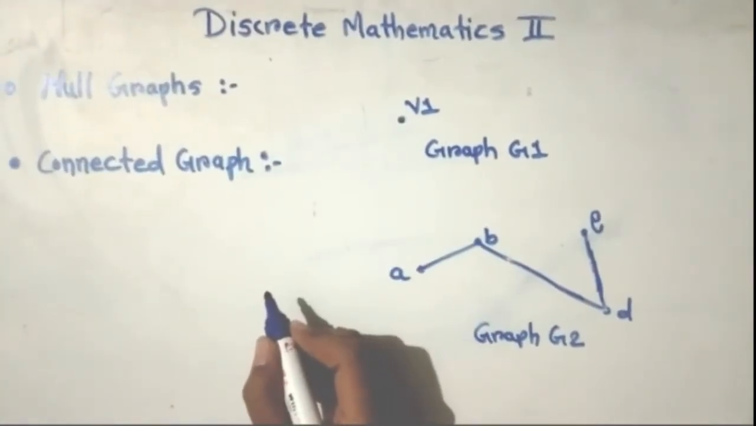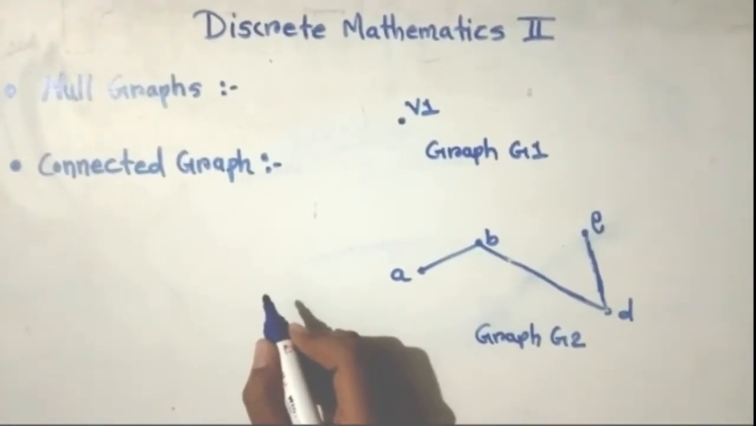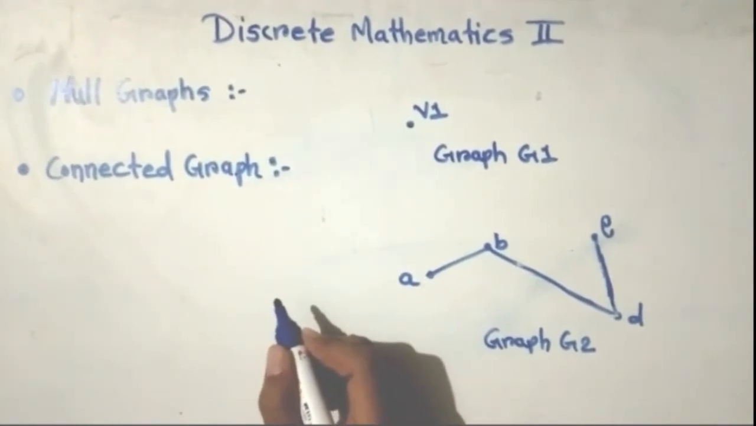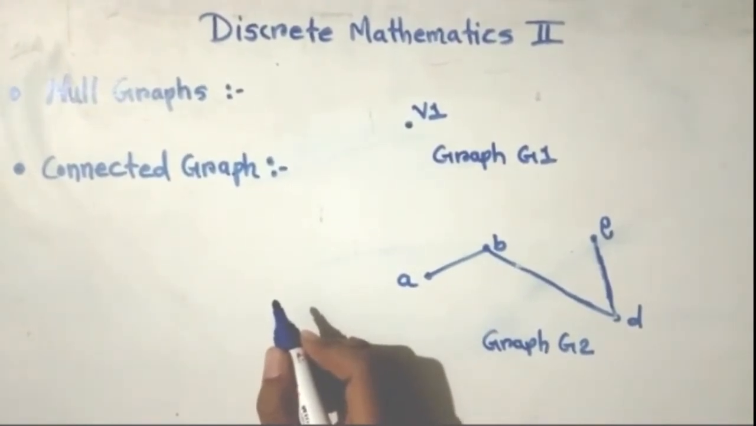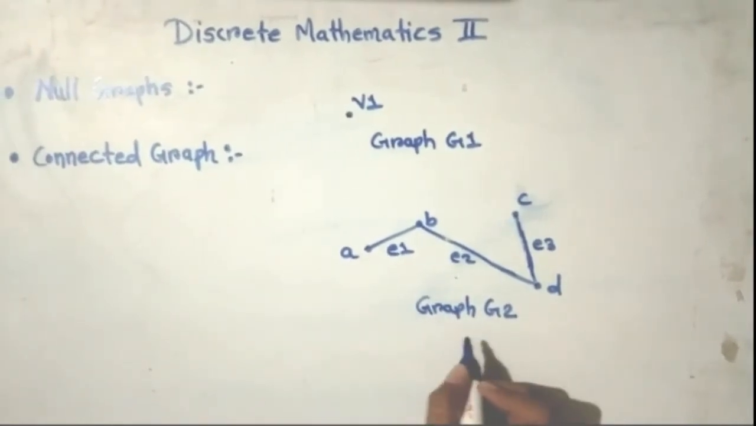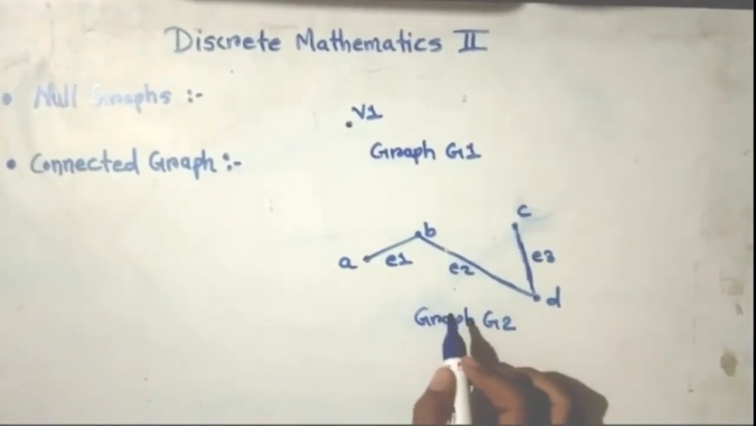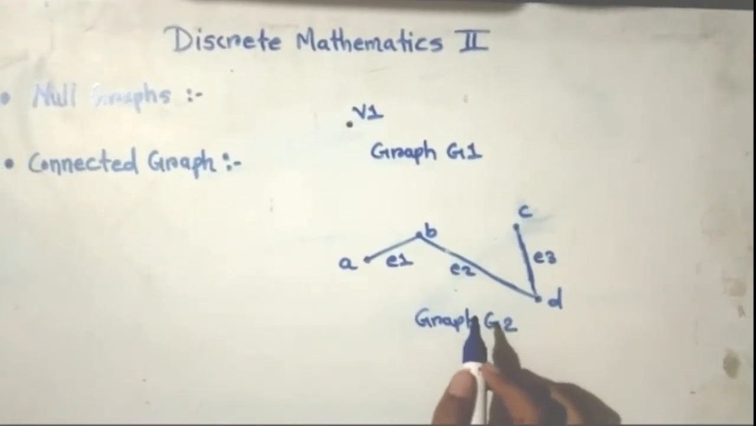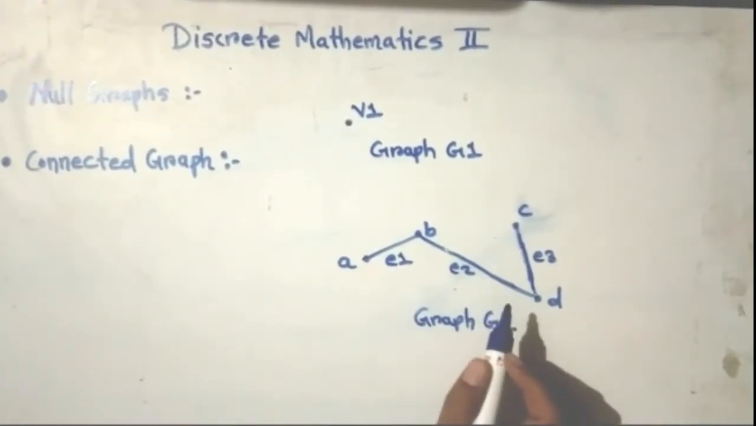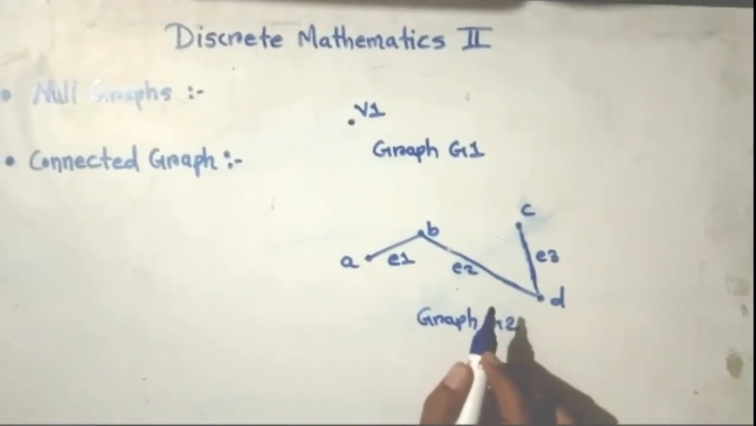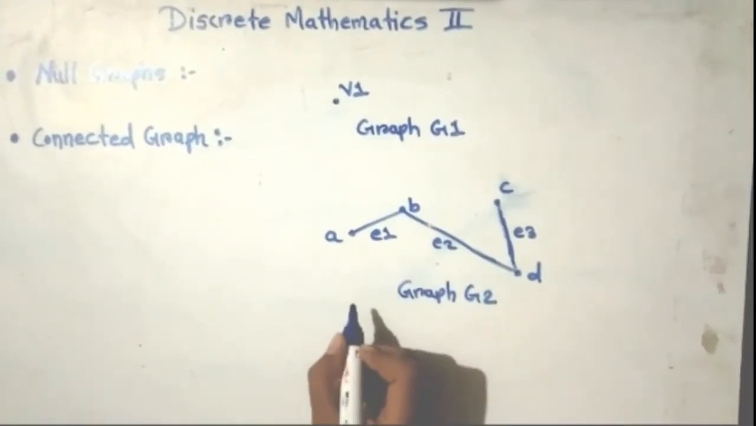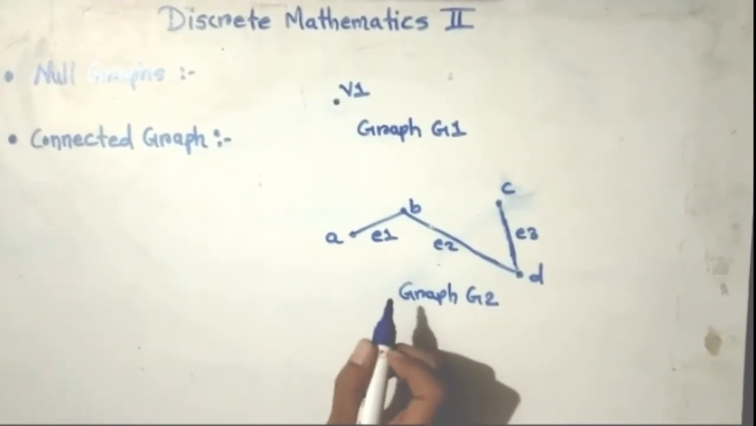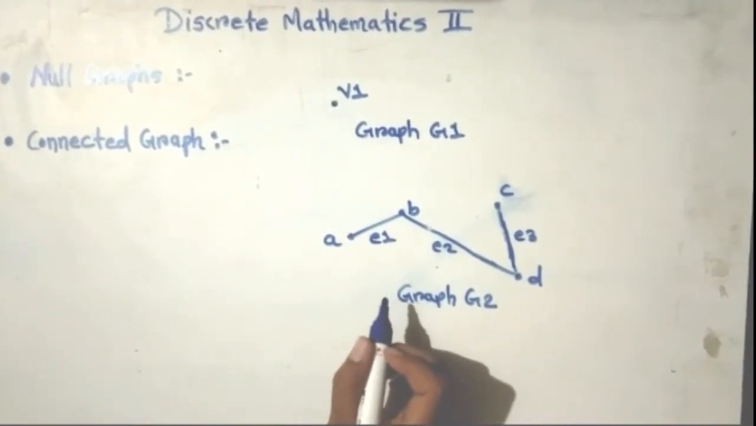Now we will see what a connected graph is. A graph in which there is a path of edges between every pair of its vertices. In the graph G2, vertices A-B, B-D and D-C are connected by edges E1, E2 and E3 respectively. In this graph, every pair of vertices has a path present between them. Thus, graph G2 is called a connected graph.